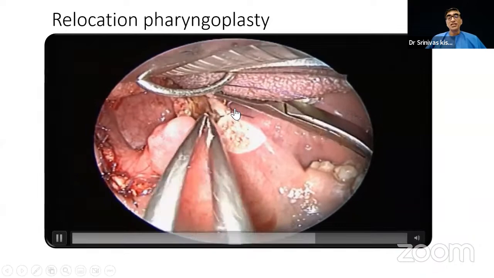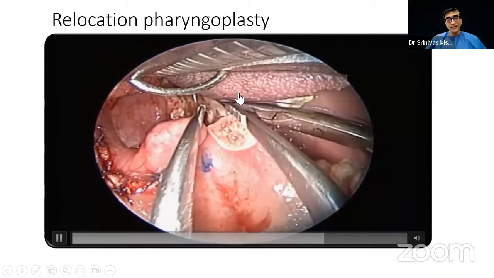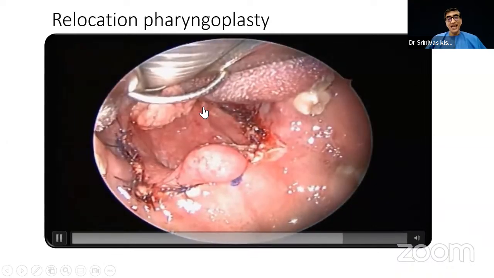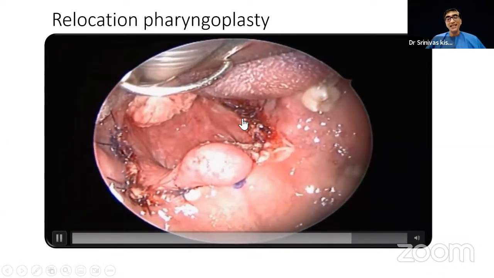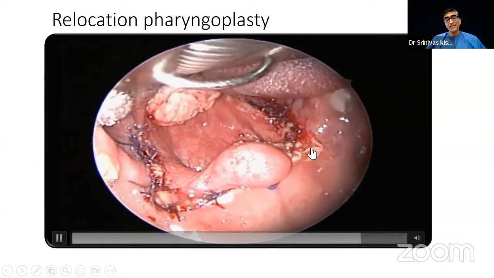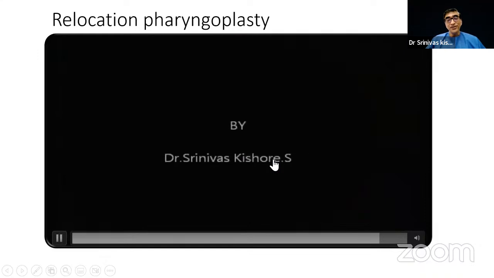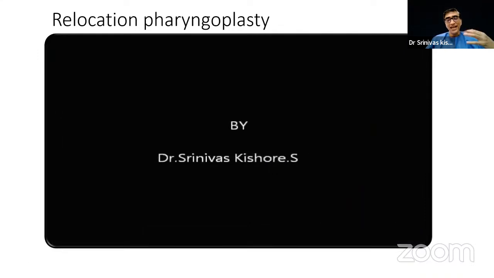So you are suturing the palatoglossus to the superior constrictor, and then you're suturing the palatopharyngeus muscle to a raw area that you have created superior laterally. When do you do this? When you have a very thin palate.